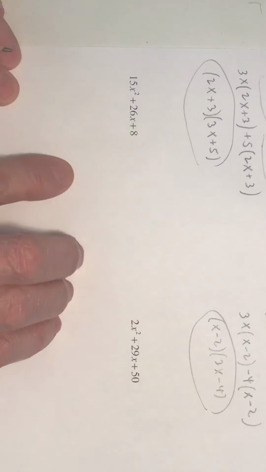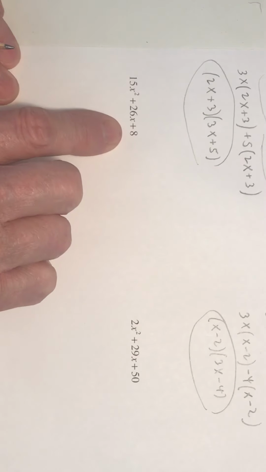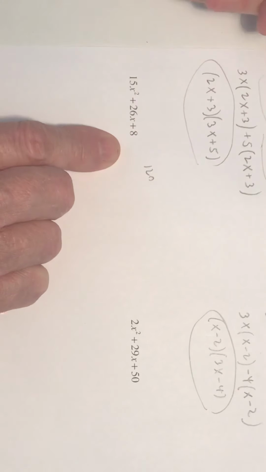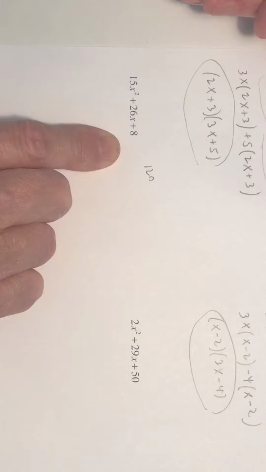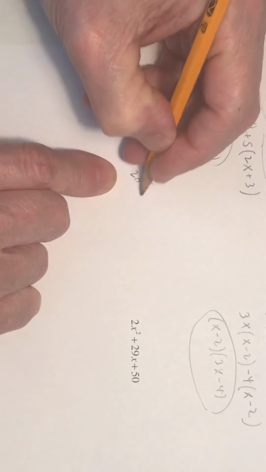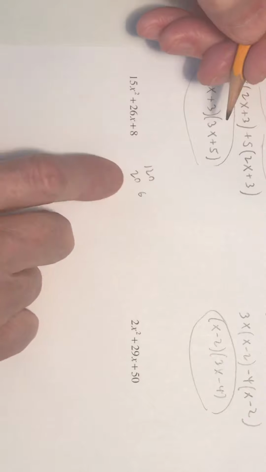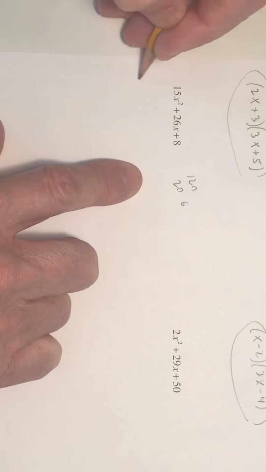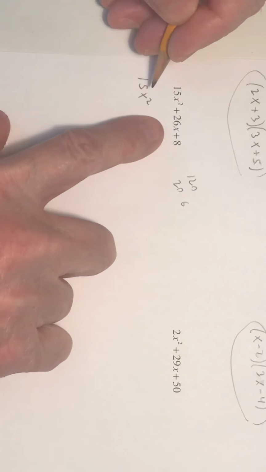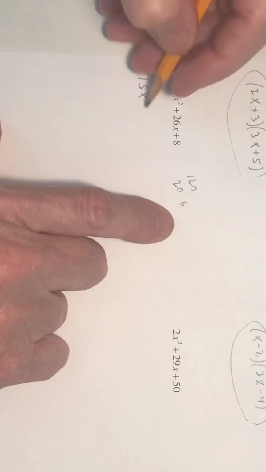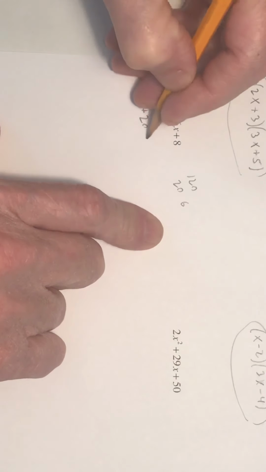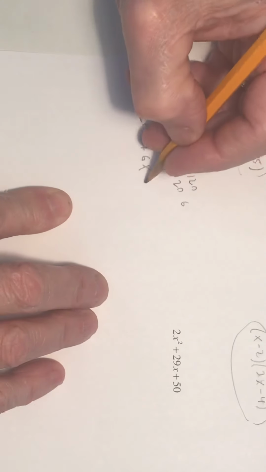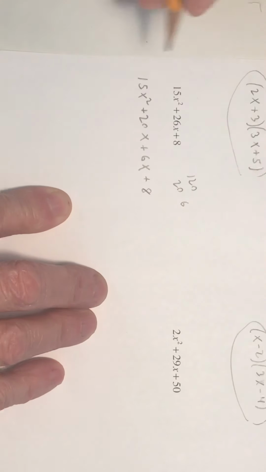Whoa, whoa. 15 times 8, that's 120. 20 plus 6 is 26. 20 times 6 is 120. So here we go. Rewrite the middle. Replace the 26x with 20x plus 6x. 20x plus 6x goes in there instead of 26x. Everything else stays the same.